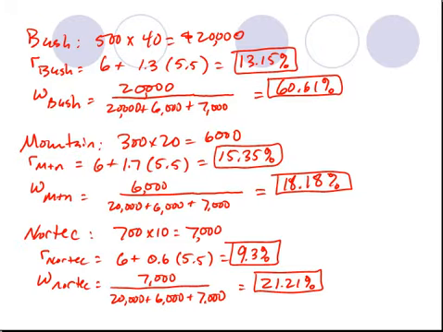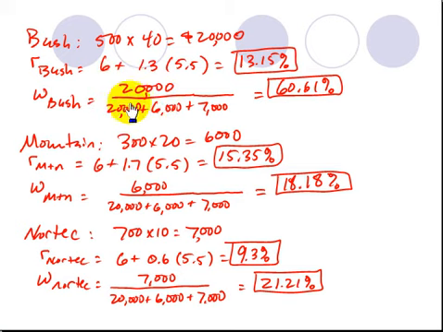All right, so let's go ahead and do the calculations so that we can get the portfolio weights. The first thing we need to do is figure out how much we have for each of the stocks. And so we have 500 shares of Bush times $40 a share. That's $20,000 for Bush stock. We have for Mountain Hardwear 300 shares times the $20 a share. That's $6,000. And for Nortec we have 700 shares times the $10 a share. That gives us $7,000.